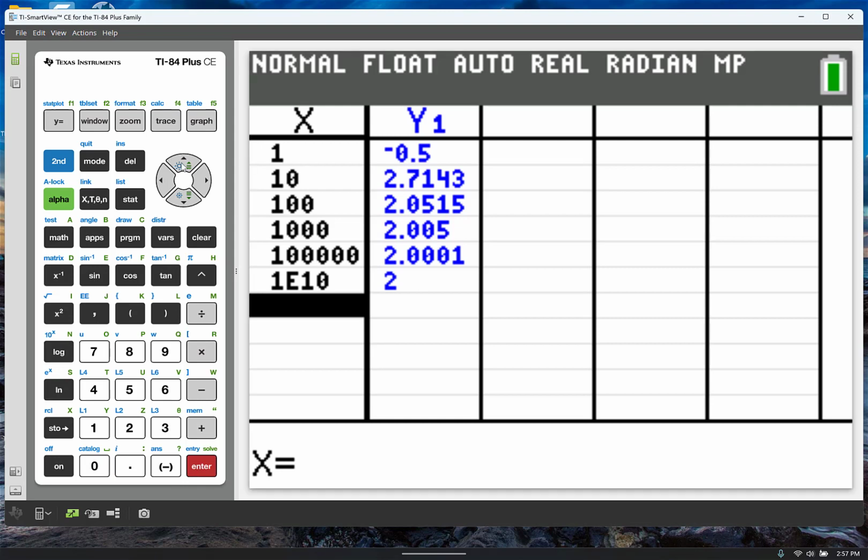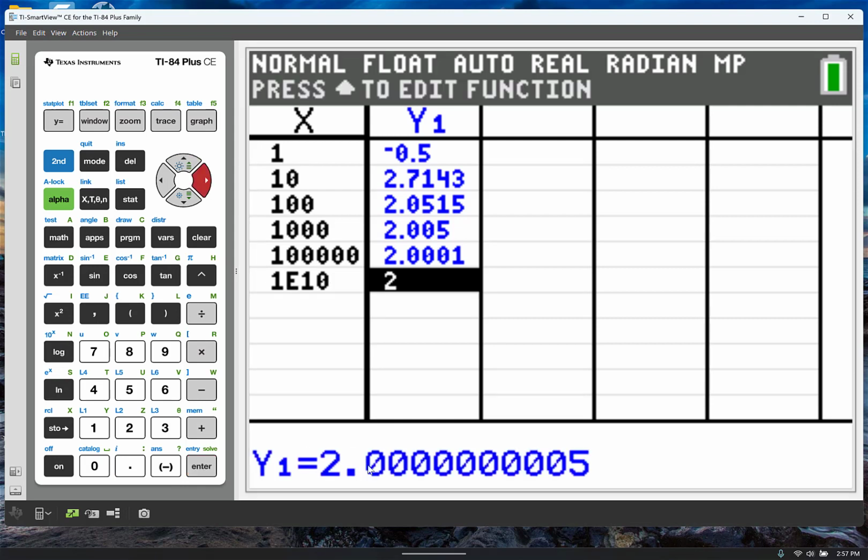And it says 2, but it really isn't 2, guys. If I scroll, look, 2.0000005. As x gets larger, the y value is approaching 2. That's where this whole rules for horizontal asymptote comes in. Remember the rule: if the denominator is bigger than the numerator, it approaches 0. Do you guys remember that from Algebra 2?